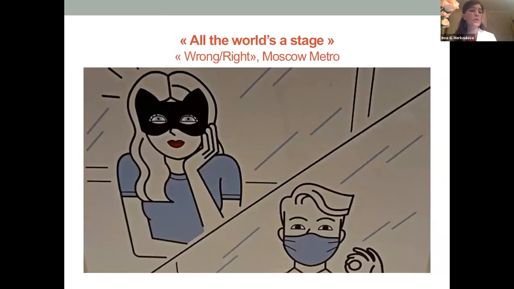When you travel in the Moscow metro today, you can notice a poster with two masks. On the left is a carnival mask that covers the upper part of the face, with an inscription "wrong." On the right is a medical mask covering the mouth and nose with the writing "right." New norms of behavior, which recommend wearing medical masks everywhere, literally turn all the world into a stage, according to the Shakespearean formula.